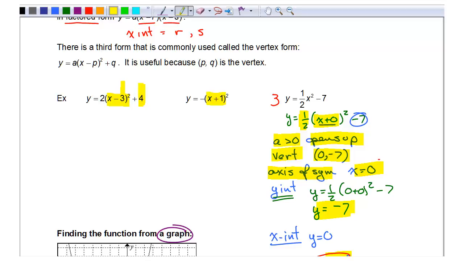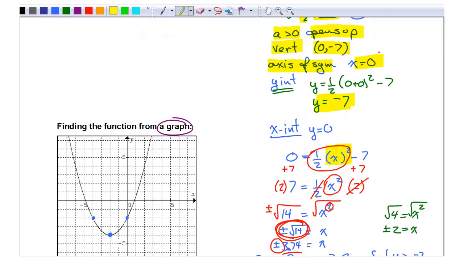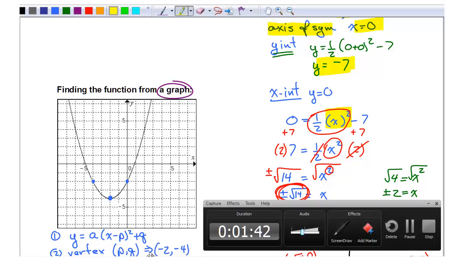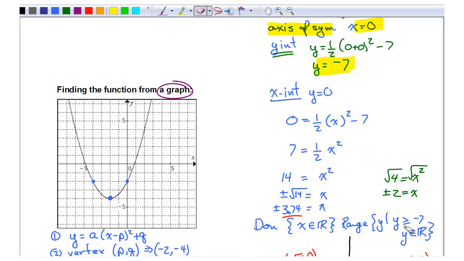Our x-intercept takes a little bit more work. So let me see if I can erase some of these marks and I'll take you through it. Alright, so let's try that with the x-intercept here. In order to find the x-intercept, we let y equal 0. Then instead of y we have 0 is equal to 1/2 x squared minus 7.